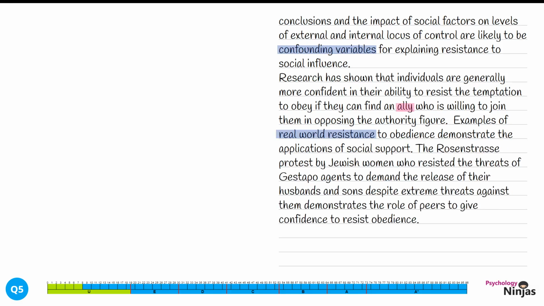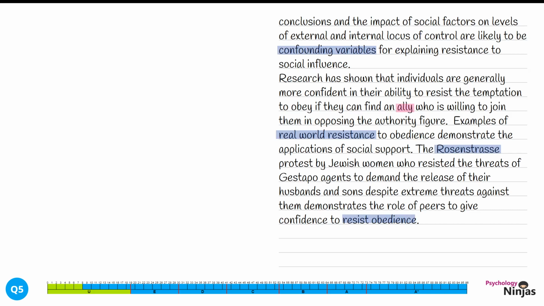The Rosenstrasse protest by Jewish women who resisted the threats of the Gestapo agents to demand the release of their husbands and sons despite extreme threats against them demonstrates the role of peers to give confidence to resist obedience. We've been clear in our historical example, explaining what happened and the impact of this on resisting social influence. In order to develop our evaluation, we're going to use research support.